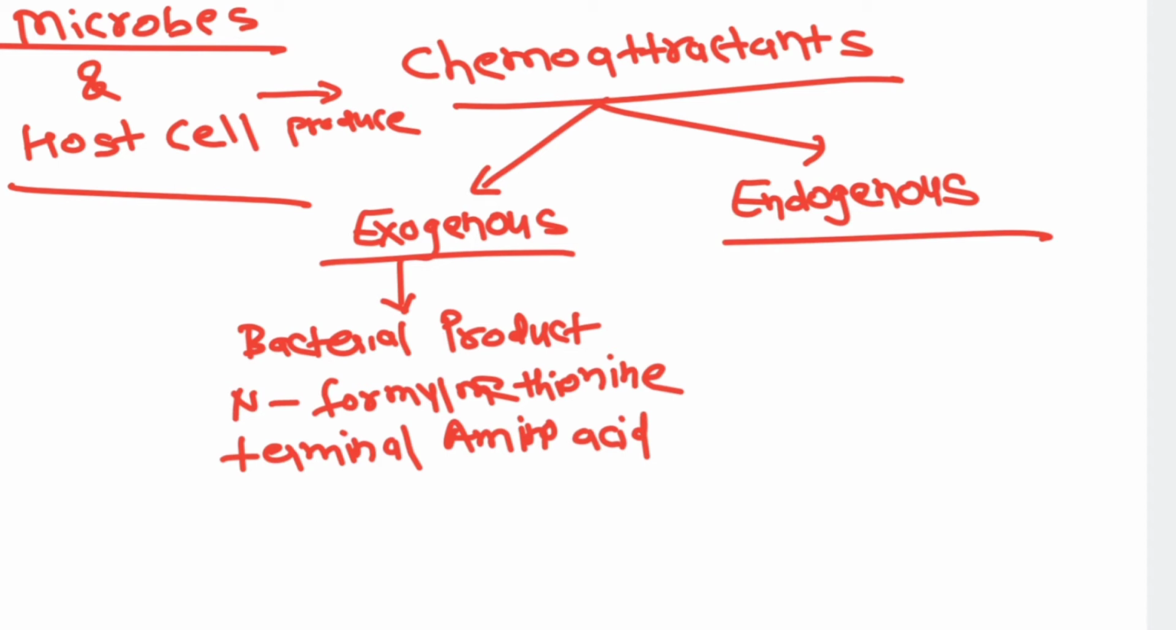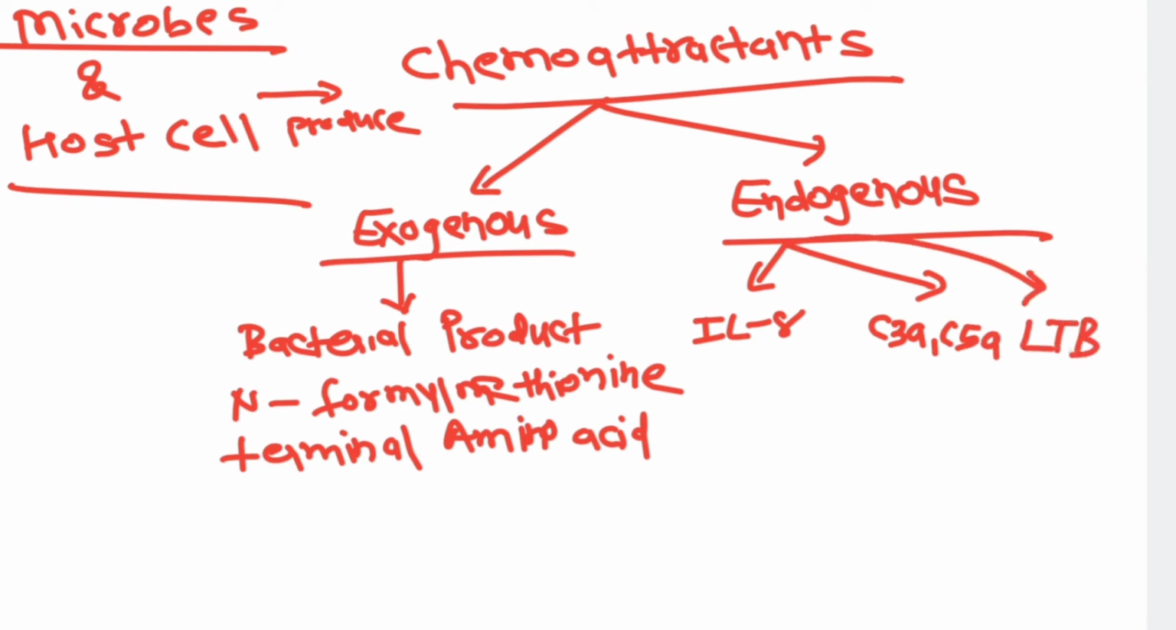While the endogenous products that can act as chemoattractants are interleukin 8, then complement components, particularly C3a and C5a, and leukotriene B4. These three are the most important endogenous chemoattractants, right? With these chemoattractants, leukocytes can reach up to the site of injury. How? I will teach you the mechanism of how chemoattractants help in leukocyte movement.